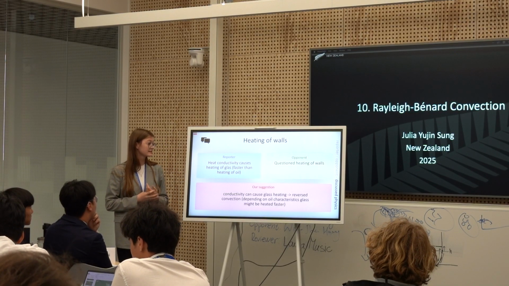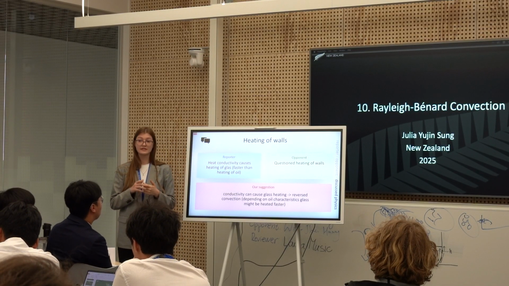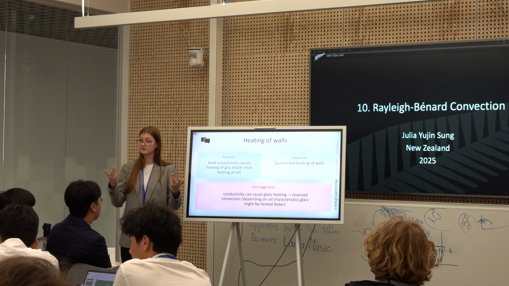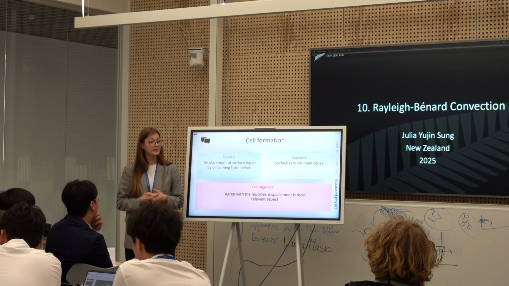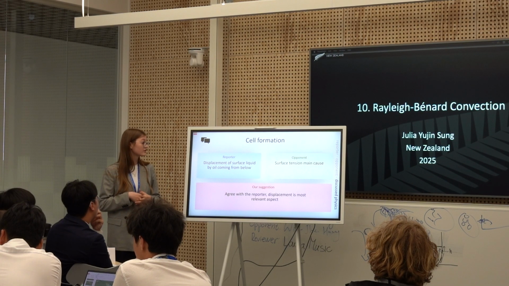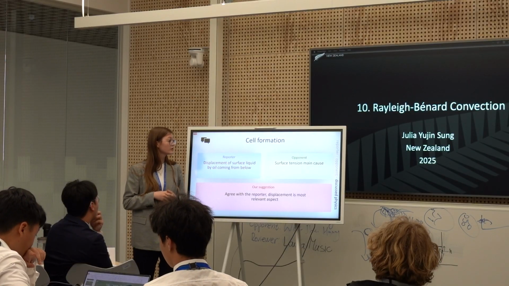To evaluate the discussion further, we had the heating of the walls, where the reporter said that the heat conductivity causes the heating of the glass. Obviously, we agree with that. However, this also causes inverse convection, so this could have been a topic. Next up, we had the cell formation itself. So the displacement of the surface liquid by oil coming from below was the answer of the reporter.